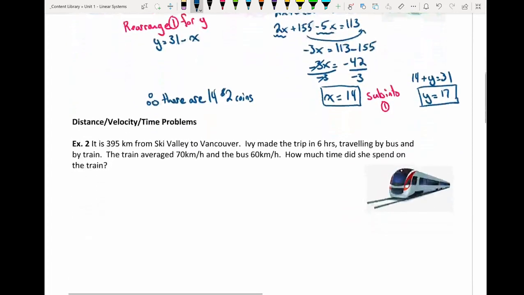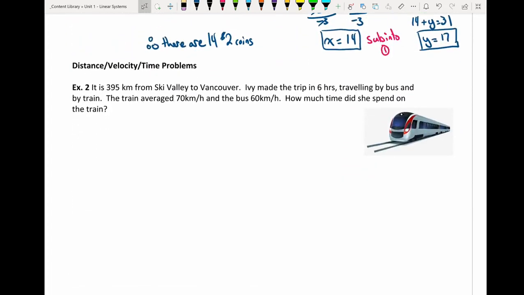The next type of problem we're going to look at is distance, velocity, and time problems. These are ones focusing on questions that deal with distance and velocity. In this example, it is 395 kilometers from Ski Valley to Vancouver. Ivy made the trip in 6 hours, traveling by bus and by train. The train averaged 70 kilometers per hour and the bus 60 kilometers per hour. How much time did she spend on the train?